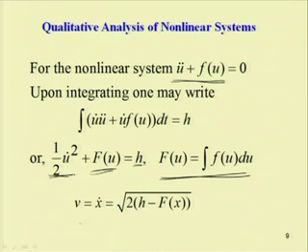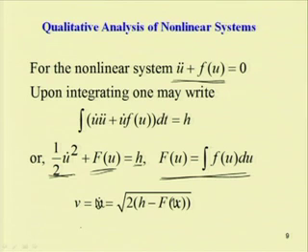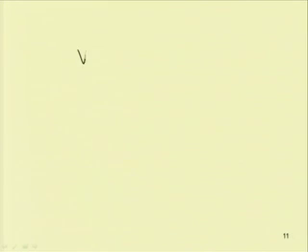So, this velocity term, one can write this velocity v equal to u dot equal to the square root of 2 into h minus F u. So, one can multiply these 2 here. So, it will be u dot square plus 2 F u equal to 2 h, or u dot square will be equal to 2 into h minus F u, and then v equal to u dot will be the square root of this. So, v, that is u dot, equal to root over 2 into h minus F u.